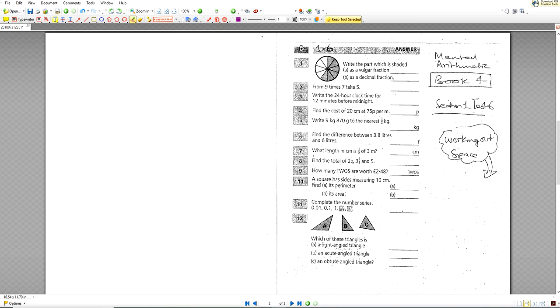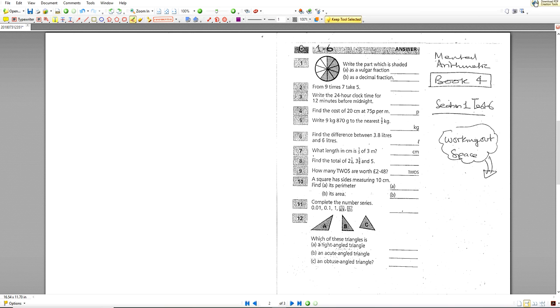Right, we have here an Arithmetic Book. It's a mathematics one. It's a very good book for helping students consolidate their understanding of mathematics. Lots of different disciplines within one exercise. This is book 4, Schofield and Sims, section 1, test 6, part B. Okay, let's get cracking with these questions.